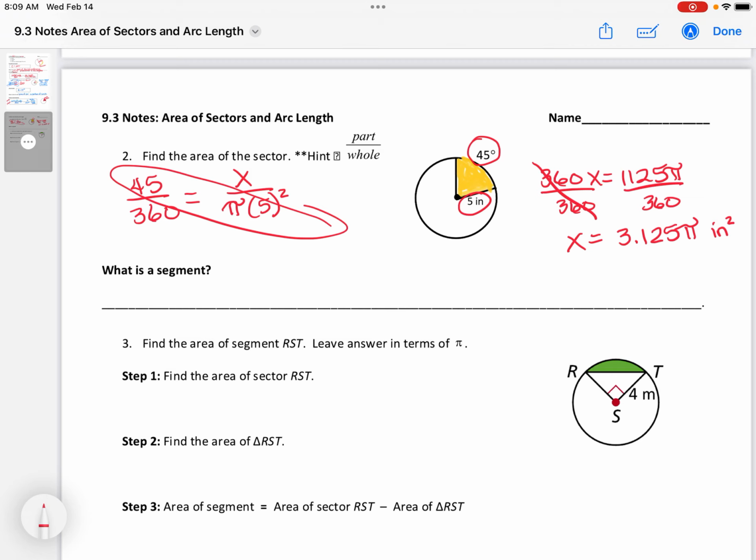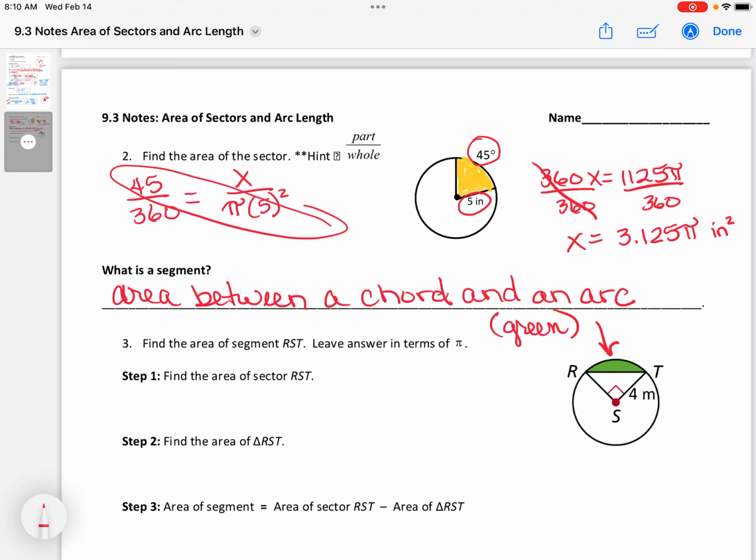Okay, and then to find the area of this little part outside the sector. So a segment is the area between a chord and an arc. So that's what's in green. Segment. New definition for segment.